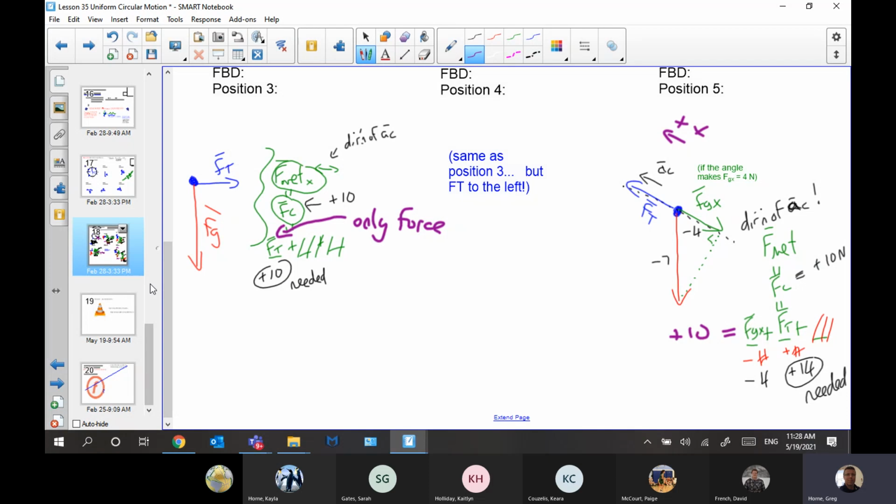So that should be doable for you just based on previous knowledge of algebra, math, and free body diagrams. Net force equals all of them added up. So that's our 10, our net force is centripetal, and so on. All right, any questions?